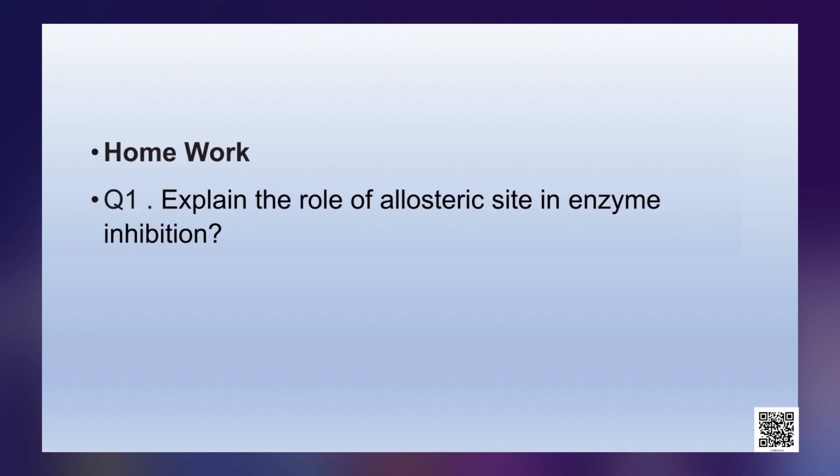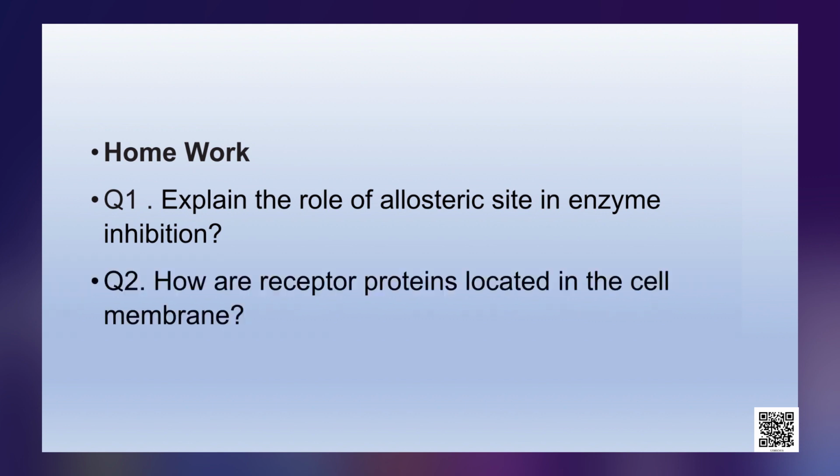And now it's time for the homework. So, note down your homework. Question 1 is explain the role of allosteric site in enzyme inhibition. Question 2, how are receptor proteins located in the cell membrane?